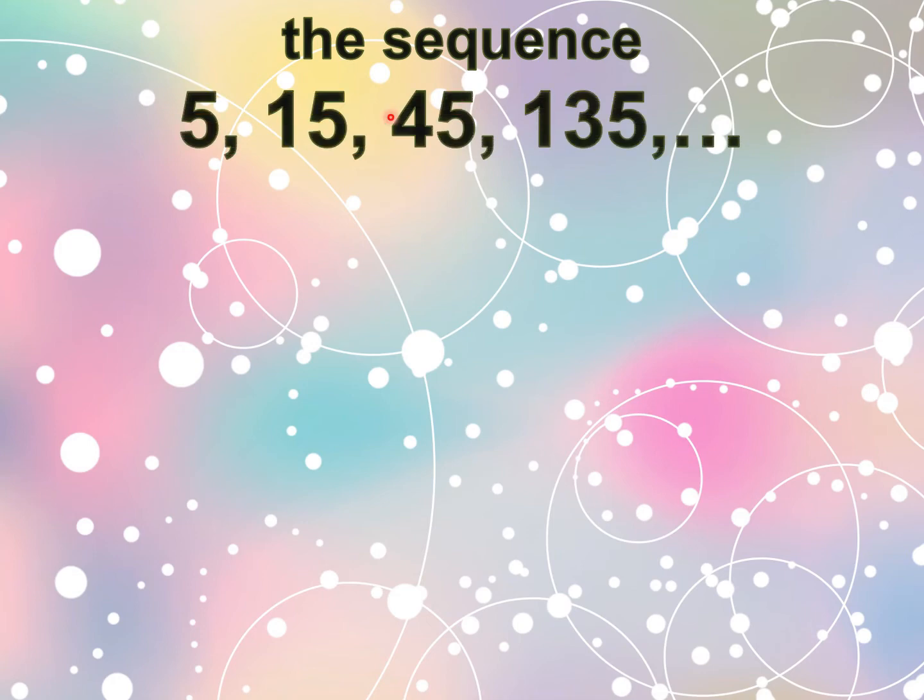In the sequence 5, 15, 45, 135, and so on, our first term is 5. And then, our common ratio is 3, because 15 divided by 5 is 3, 45 divided by 15 is 3, and 135 divided by 45 is also 3. So, to get the next term, we just multiply the previous term by 3.